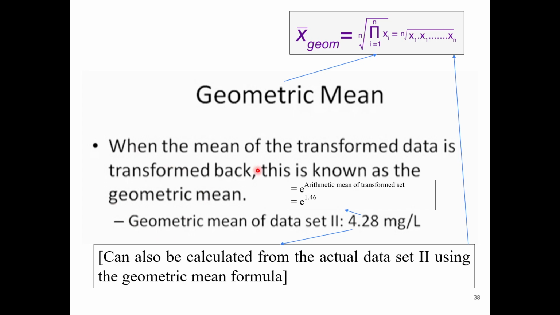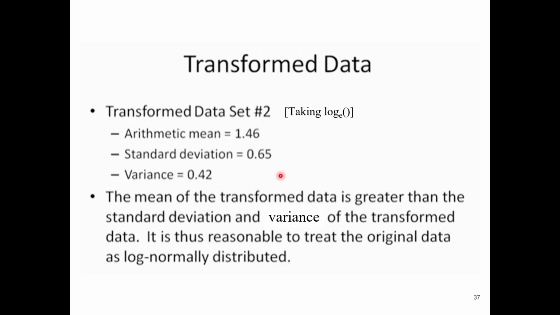When the mean of the transformed data is transformed back, we get the geometric mean. This is basically the mean of the transformed data set. It is 1.46, but this is the transformed data set, not the actual one, because we applied log e.